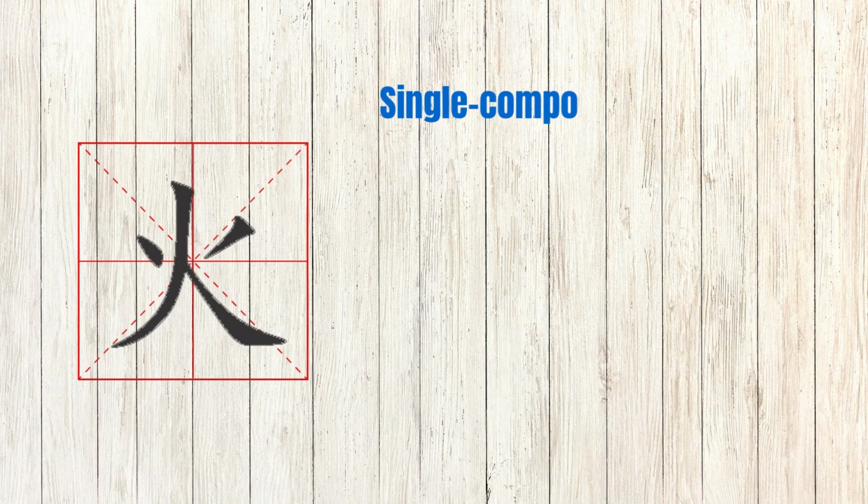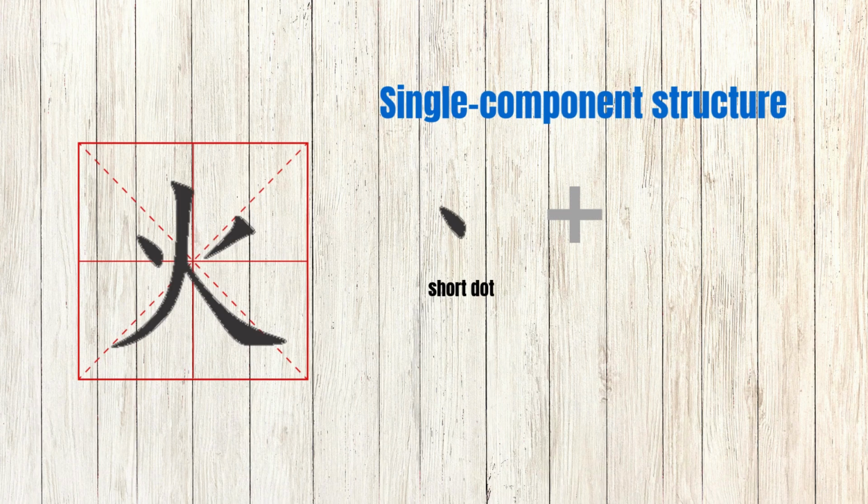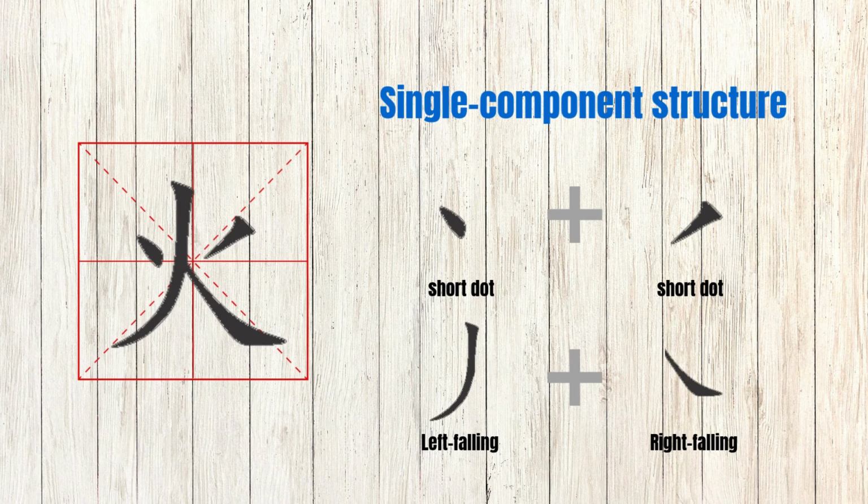This is a single component character. It is made up of 4 strokes: a short dot stroke on the upper left, another short dot stroke on the upper right, a long left falling stroke, and finally, a right falling stroke.